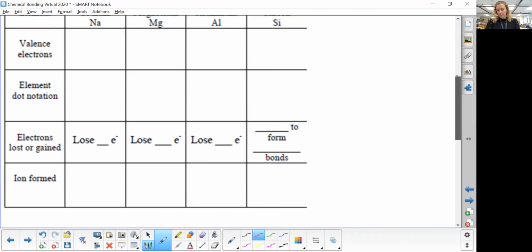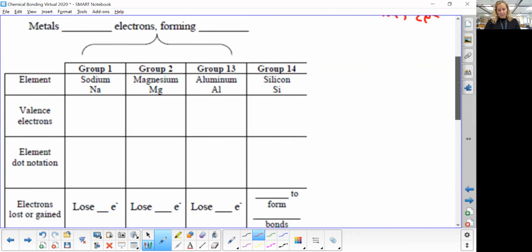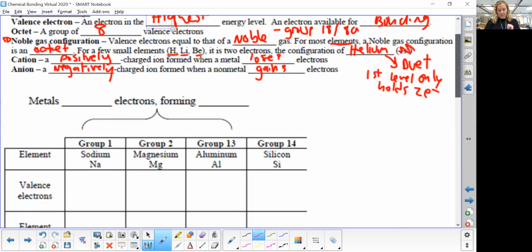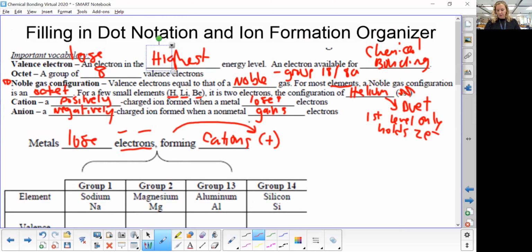So above the graphic organizer, you have metals lose electrons, and they form cations. And normally when students think of this, they think, oh, losing is going to be negative, but you're losing an electron. So it's subtracting a negative, which means you're going to be more positive. All right. So that vocab is important because an electron is negatively charged.